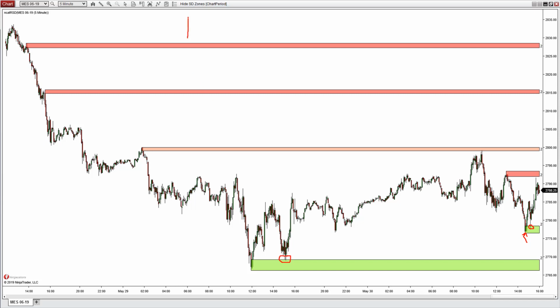You can always hide the supply and demand zones simply by clicking on this button located at the top of the chart.